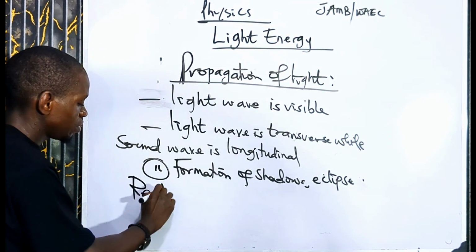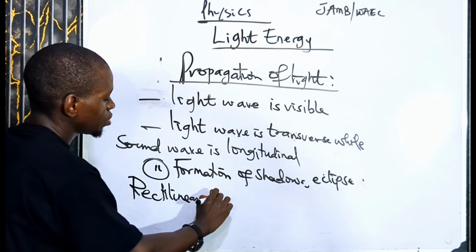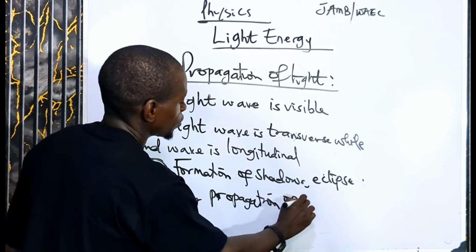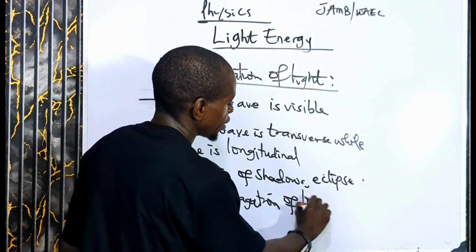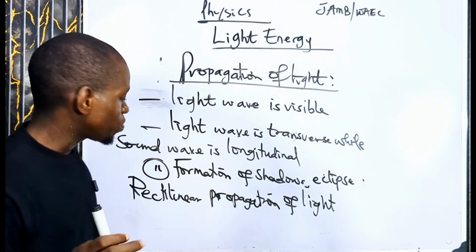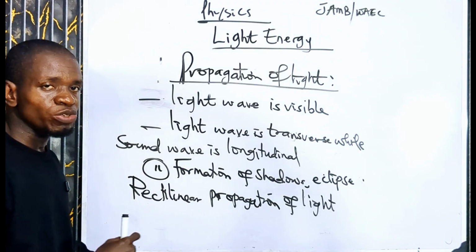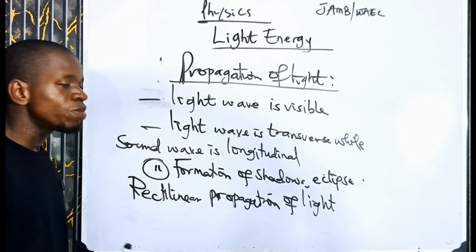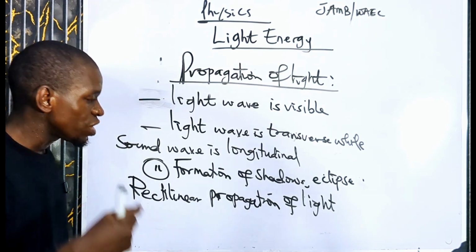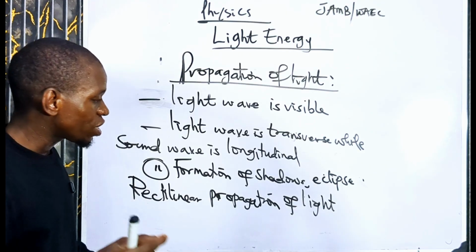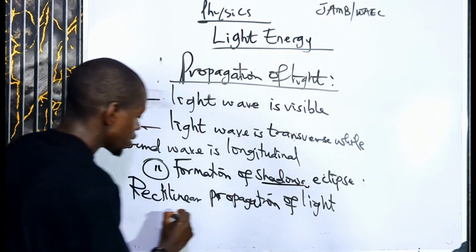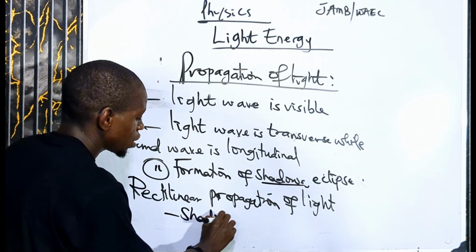Rectilinear propagation. Please take note of this. It's very important. Propagation of light. And what does this rectilinear propagation of light mean? It simply means that light travels in a straight line. So anytime something blocks it, and to prove it, the phenomena that show that light travels in a straight line are, one, shadows.